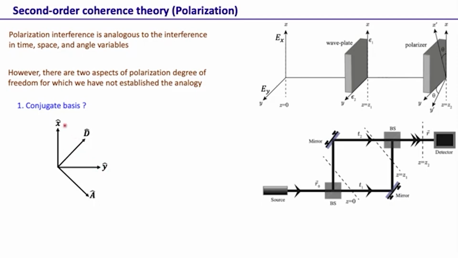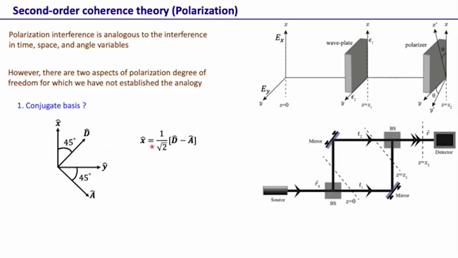The idea of conjugate basis is that we are able to represent this basis vector in terms of some other complete basis set. For example, x is a position basis, it's a complete basis. Similarly, momentum is a complete basis, and we can write x in terms of p and vice versa. Similarly here, in the case of polarization, which is a two-dimensional basis, we typically write this in xy, which is a Cartesian basis, but one can also write this in the diagonal and anti-diagonal basis, which is obtained by just rotating this xy basis by 45 degrees.